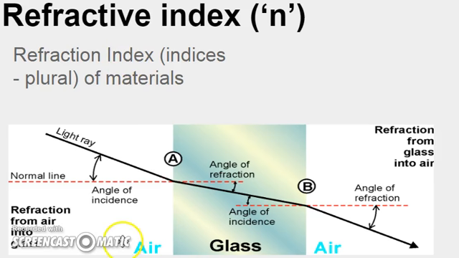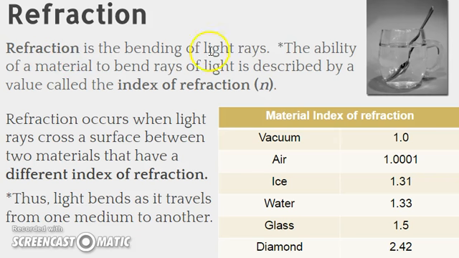We're going to be comparing how light is going to refract as it goes from some medium, in this case air, into glass, or in this case this boundary here from glass into air. So this picture is something we're going to be looking at. So refraction from glass into air, and this one here is refraction from air into glass. Here goes. So refraction is the bending of light rays.